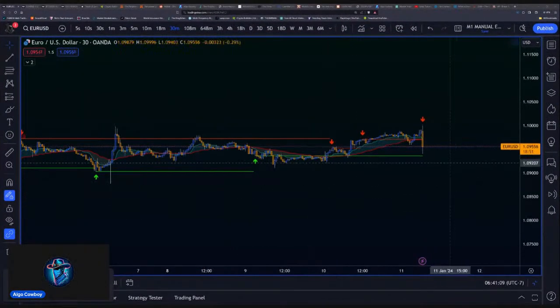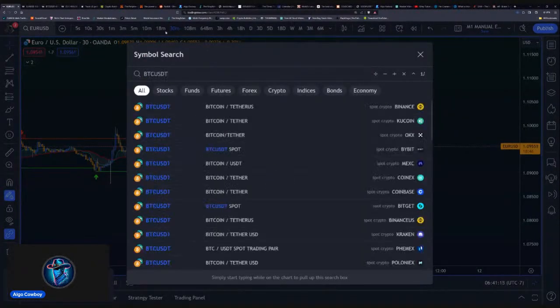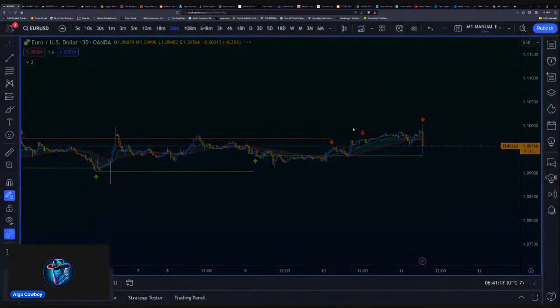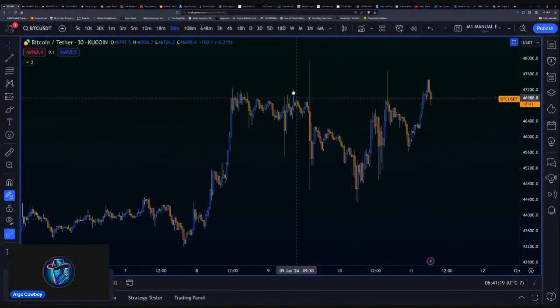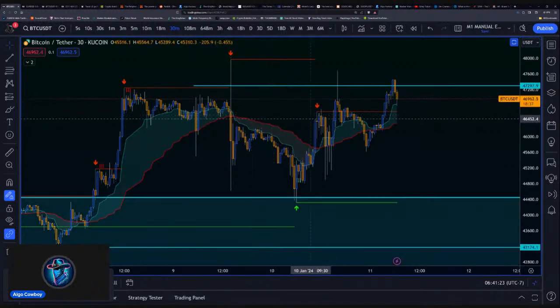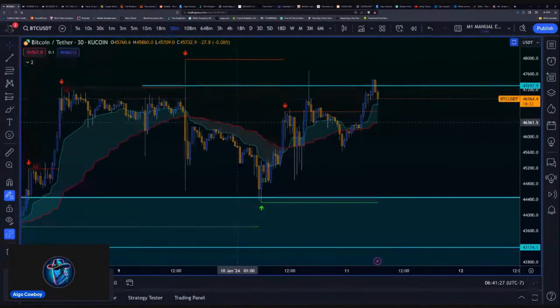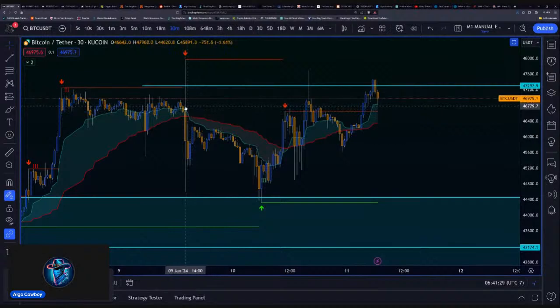Very good. All right, so this is the euro to the dollar on the 30-minute chart. Let's take a look at Bitcoin, because I think that should be what we look at first today based on the ETF news. Remember, just a couple of days ago, we had the ETF fake news, and this happened right here, on the 9th of January.